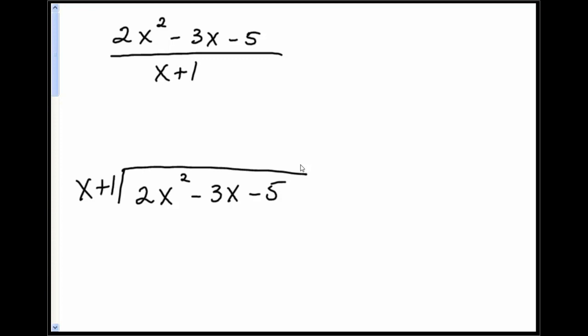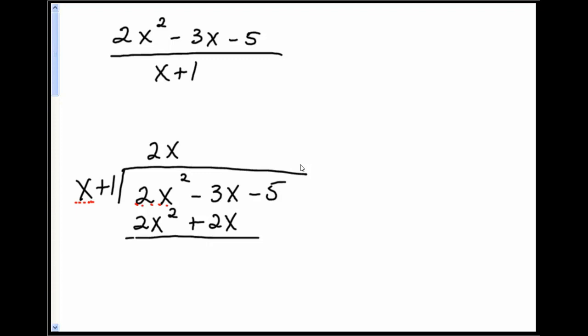And when you use long division for this problem, we're going to look at the first term of the divisor, x, and divide it into the first term of the polynomial. So we have to take x into 2x squared, or ask yourself, x times what is 2x squared? And that will be 2x. So the first part of our quotient is 2x. Now take that 2x and multiply the entire divisor. So 2x times x is 2x squared, and 2x times 1 is 2x.